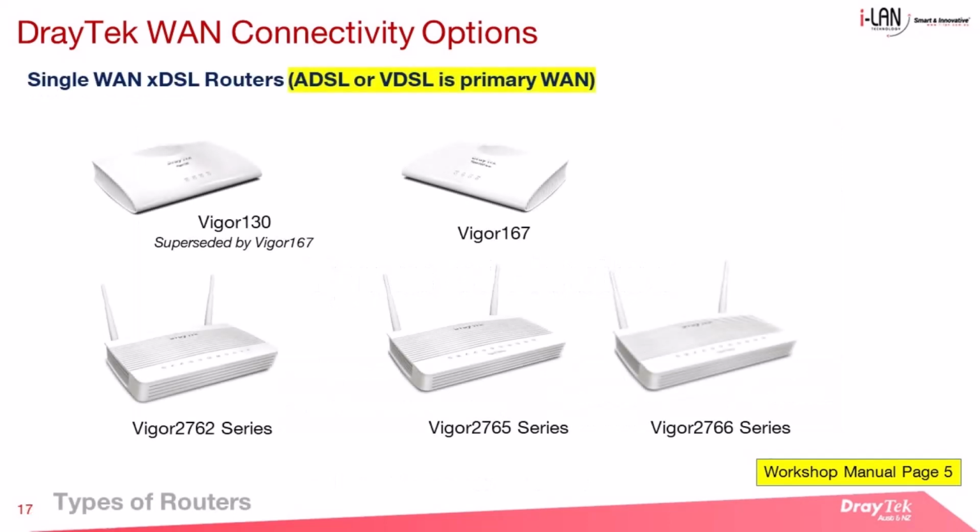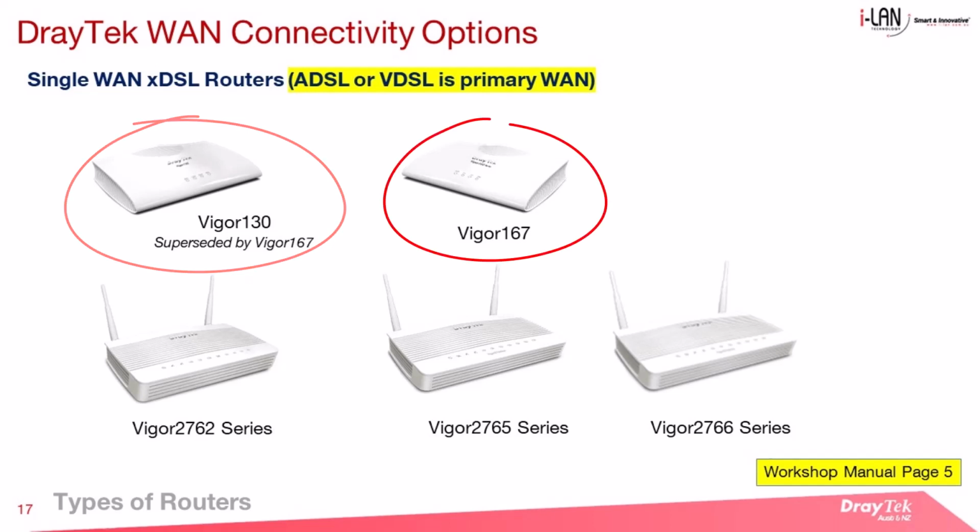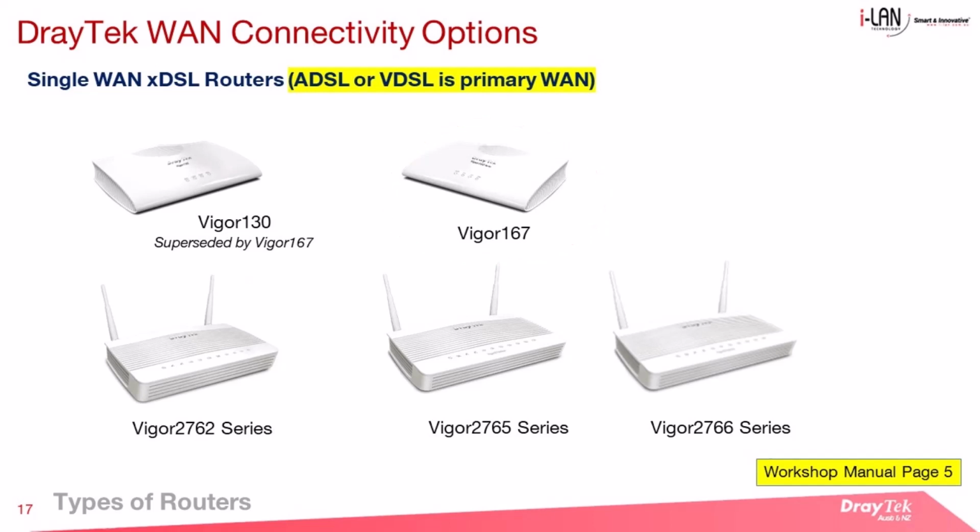All right, so first up we have our single WAN XDSL routers. XDSL stands for ADSL, VDSL and other DSL technologies. We had our Vigor 130, which has now been replaced by the Vigor 167. Those are a little bridge modem, or they can be used as a small router for up to half a dozen users or so, if you like.